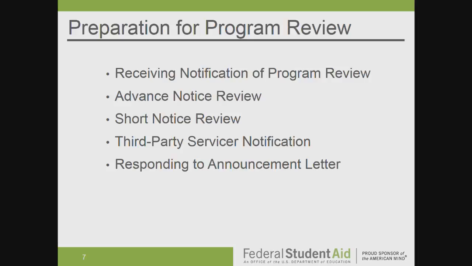For advance reviews, the president and the financial aid director will be contacted via telephone 30 days before the program review, with a follow-up in writing of additional information. Officials will be notified the day of the review for short notice and unannounced reviews. These are less common. They're usually associated with fraud or abuse or complaints.